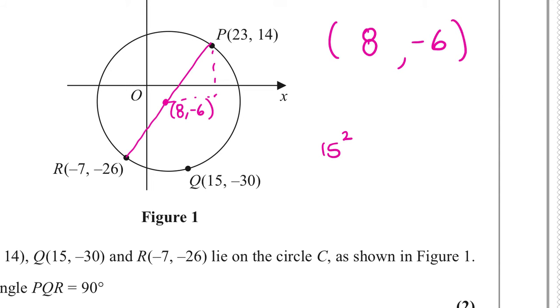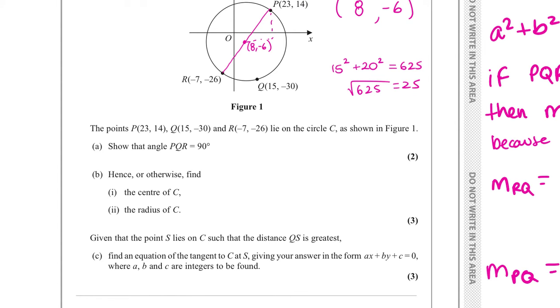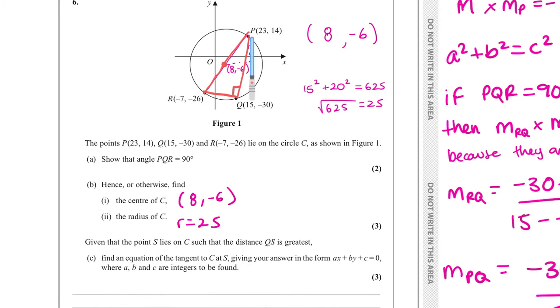Squared. Between minus 6 and 14, what's that? 20. So what's 15 squared plus 20 squared? 625? What's the square root of that? 25. Equals 25. So my radius is 25 and my centre is 8 minus 6. Perfect. Yeah, so just to confirm, the circle theorem. This is how I know it's the diameter. Do you remember that circle theorem from GCSEs? Yeah? Right then. So, given that a point S lies on C such that the distance QS is greatest.